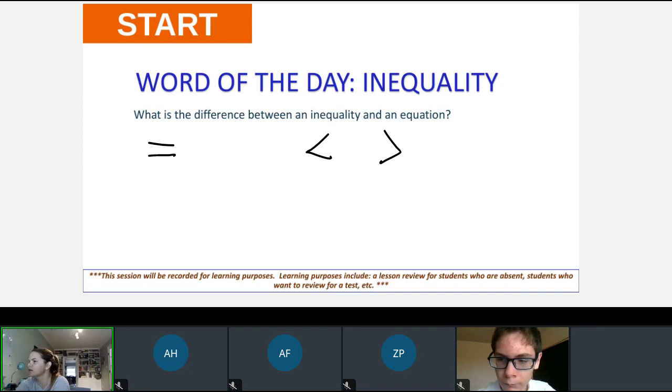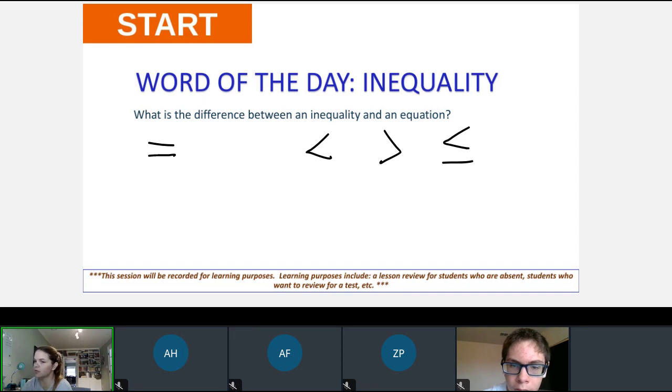Yeah, Ava, good. That's very good. Okay, Richard, that's true. An inequality isn't necessarily equal. It could be if it has the equal sign under it, but if it doesn't, then it's not equal. You're right. So we're going to be talking today about inequalities, and what is the difference between an inequality and an equation?